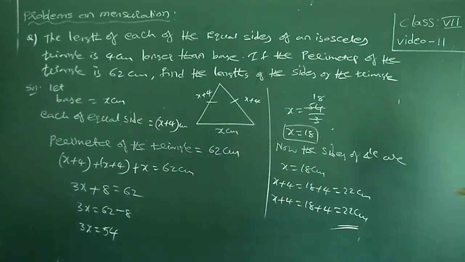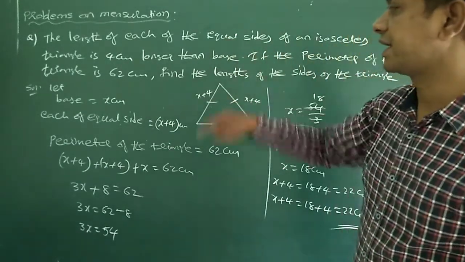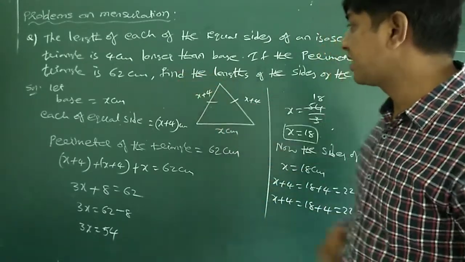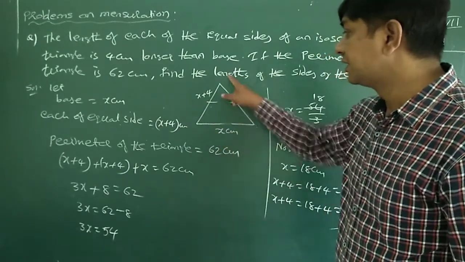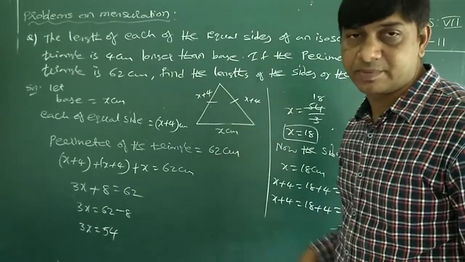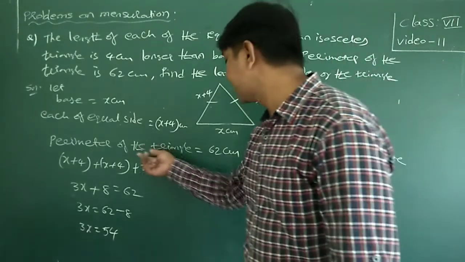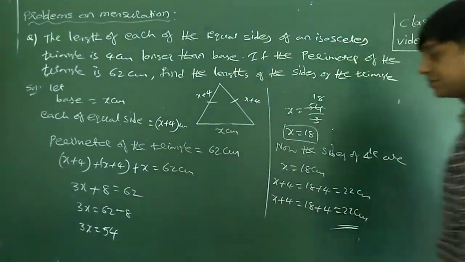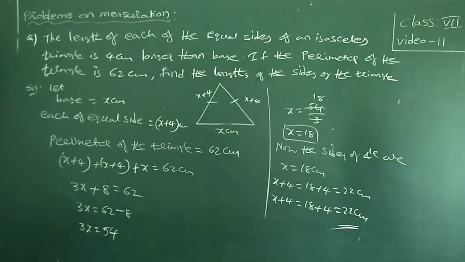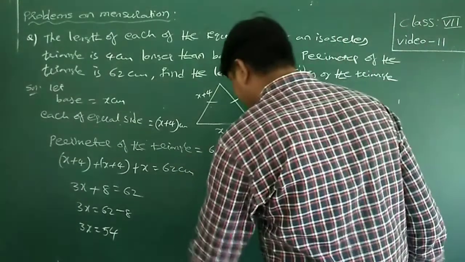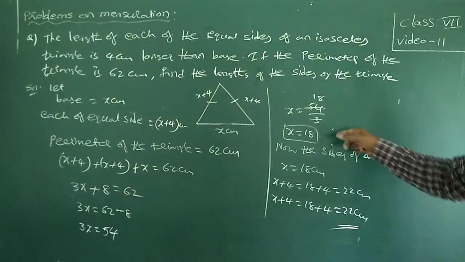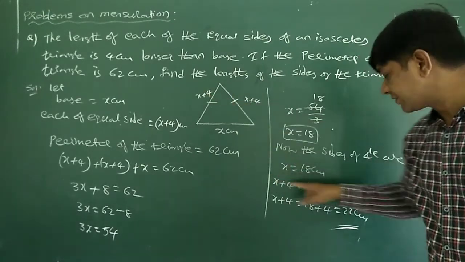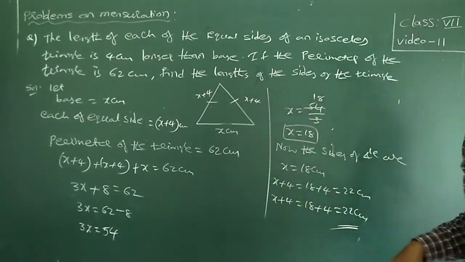Okay. The length of each of the equal sides of an isosceles triangle, an isosceles triangle has two sides equal, is 4 centimeters longer than the base. Base is equal to x, I suppose. Then these sides are x plus 4, x plus 4, because two are equal sides. Now the perimeter of the triangle is equal to 62 centimeters. That is x plus 4, x plus 4, x is equal to 62. 3x plus 8 is equal to 62. 3x is equal to 62 minus 8. 3x is equal to 54. X is equal to 54 by 3, which is 18. Now the sides of the triangle are x, meaning 18 centimeters, x plus 4, 18 plus 4, 22 centimeters, and x plus 4, 22 centimeters.